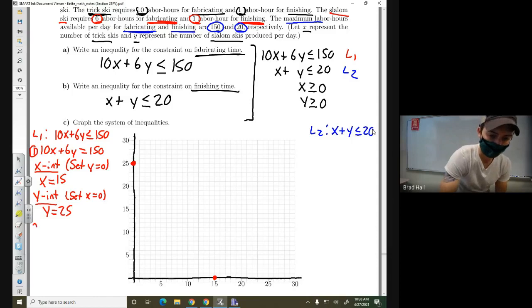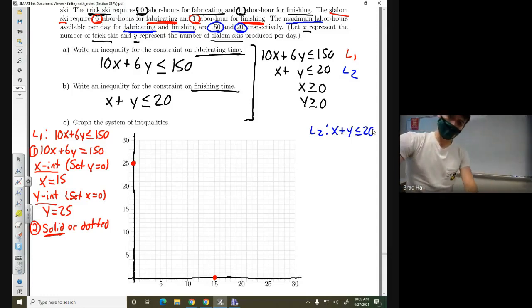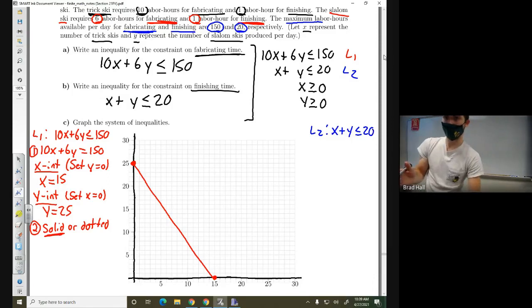Then we ask ourselves, do we get a solid or a dotted line? This one's normally the easiest one to find. We have a solid line, because our inequality that we had has an equal to part. So I can go ahead right fast and connect those two dots. And I'll leave the shading to the final step.